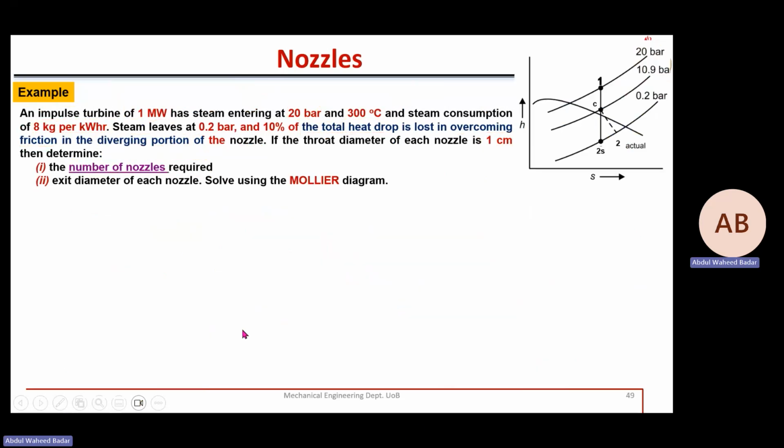So that's the question. The first part is clear, and then we need to find out the exit diameter of each nozzle. Solve using the Mollier diagram. This HS chart is called the Mollier diagram. Here is the HS chart. Of course, at the start, we do not know where point C is, where point 2 is, but of course he knows. That's why it is mentioned point C is still in the superheated region, point 2 is in the mixture region.